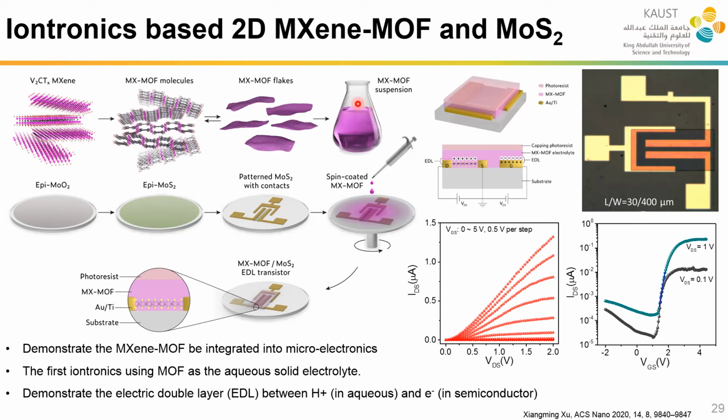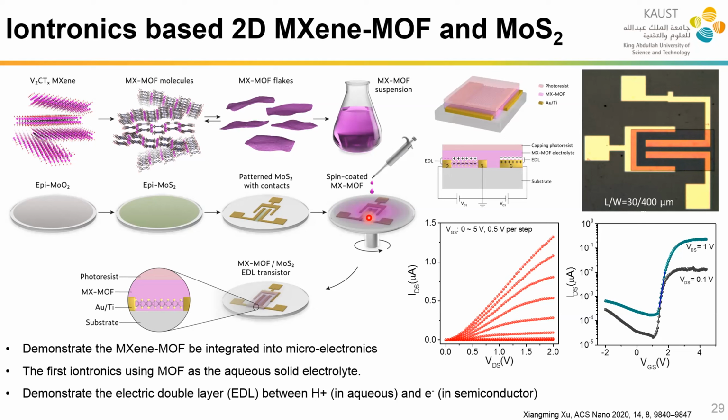Sorry, if we use methanol as a solvent, it can be very stable, and also the distribution of the nanosheets in this suspension is very uniform. So it means that this suspension is very promising to make a spin-coated MOF film. So we use this suspension to make the MOF film by spin coating.